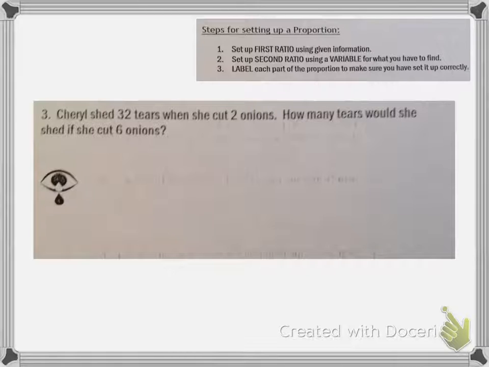I would like you to read this and try to set this up on your own and solve. Once you have done that, press play to check your work.